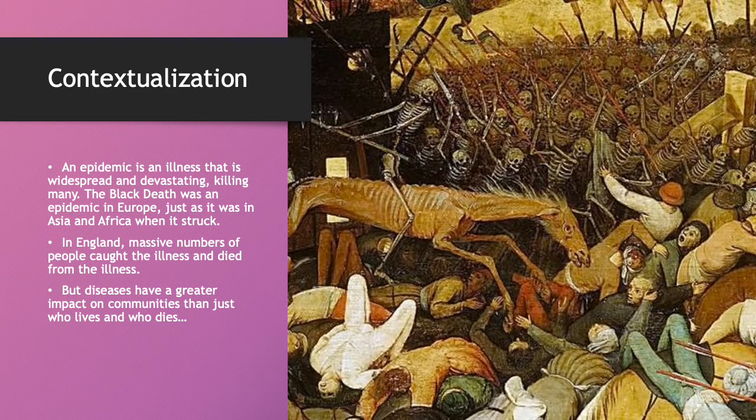Alright, so moving on to the Black Death. This is an epidemic, a word that's going to be very familiar to you considering our current climate. An epidemic is an illness that is widespread and devastating, killing many. The Black Death was an epidemic in Europe, just as it was in Asia and Africa when it struck. In England, massive numbers of people caught the illness and died from the illness.